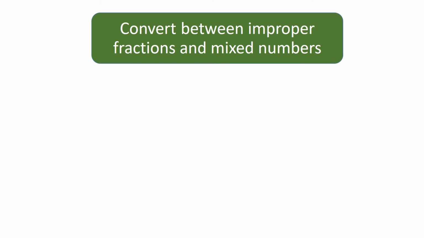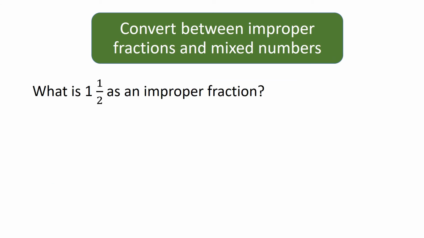Here's some for you to have a go at. What is 1.5 as an improper fraction? Pause the video if you'd like to have a go at this. Let's see, 1 times by 2 is 2, plus 1 is 3. As an improper fraction, 1.5 is 3 over 2.